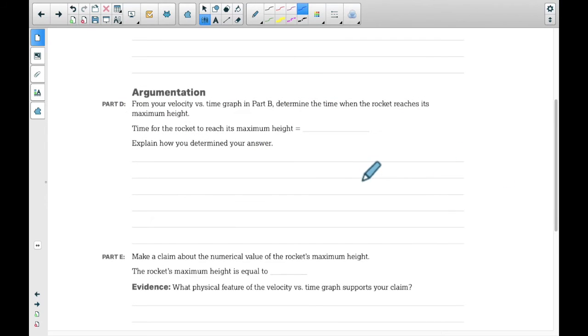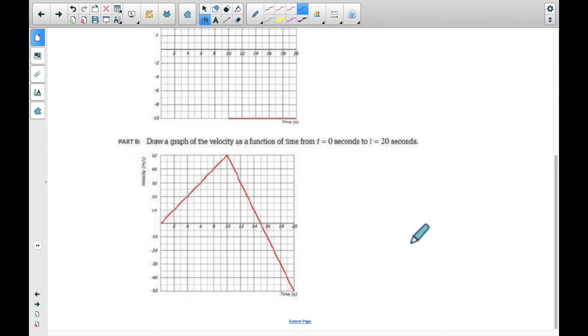Part D, from your velocity time graph in Part B, so we'll have to go back and look at that, determine the time when the rocket reaches its maximum height. So let's go take a look at the graph. Okay, here's the graph they're talking about. They want to know, when does the rocket hit its maximum height? What time does it hit its maximum height? So what's going on here?